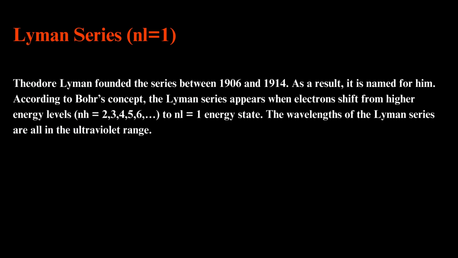Theodore Lyman founded the series between 1906 and 1914. As a result, it is named for him. According to Bohr's concept, the Lyman series appears when electrons shift from higher energy levels, Nh equals 2, 3, 4, 5, 6, to Nl equals 1 energy state. The wavelengths of the Lyman series are all in the ultraviolet range.